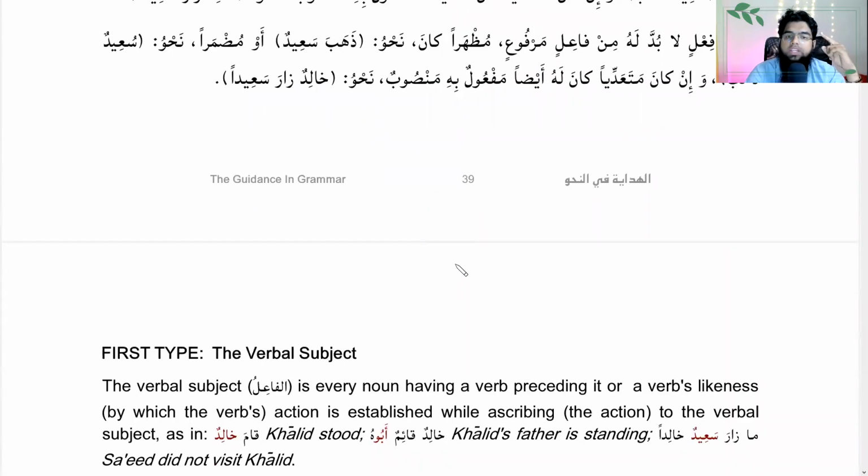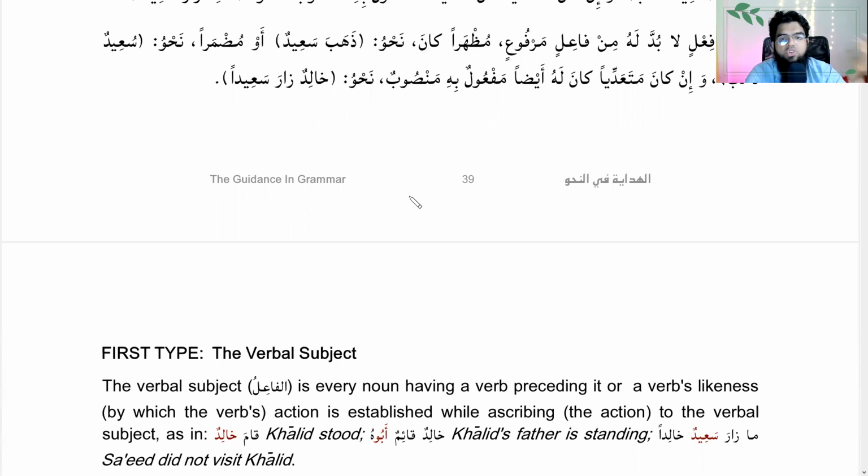If you remember, he talked about musnad and musnad ilayhi. Musnad means the news itself, meaning the ascription is done through it. And musnad ilayhi means like the mubtada, ascription done to it, not through it. A musnad is the khabar, the news which you bring, or the verb, the action. Like Hamidun fakirun, Hamid is poor. Now Hamid is called musnad ilayhi.